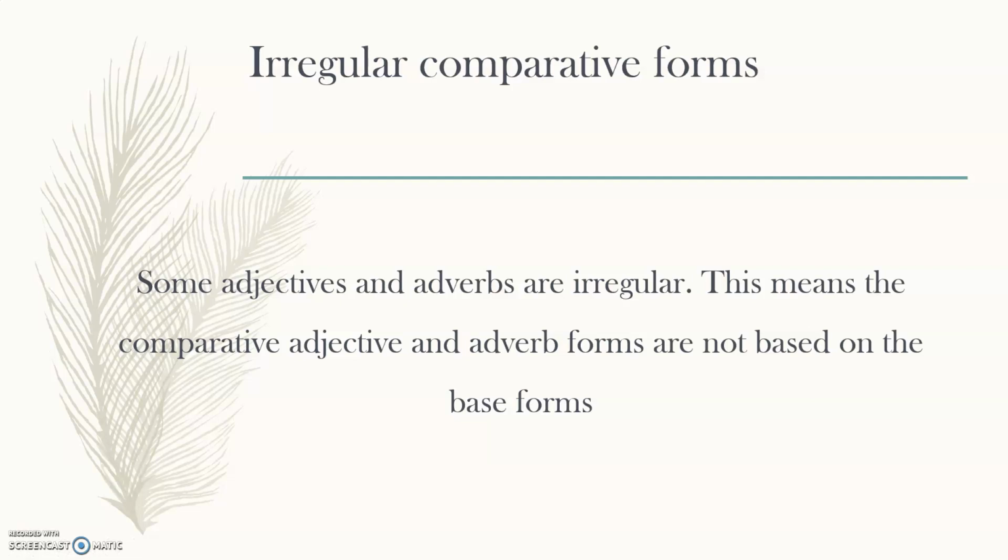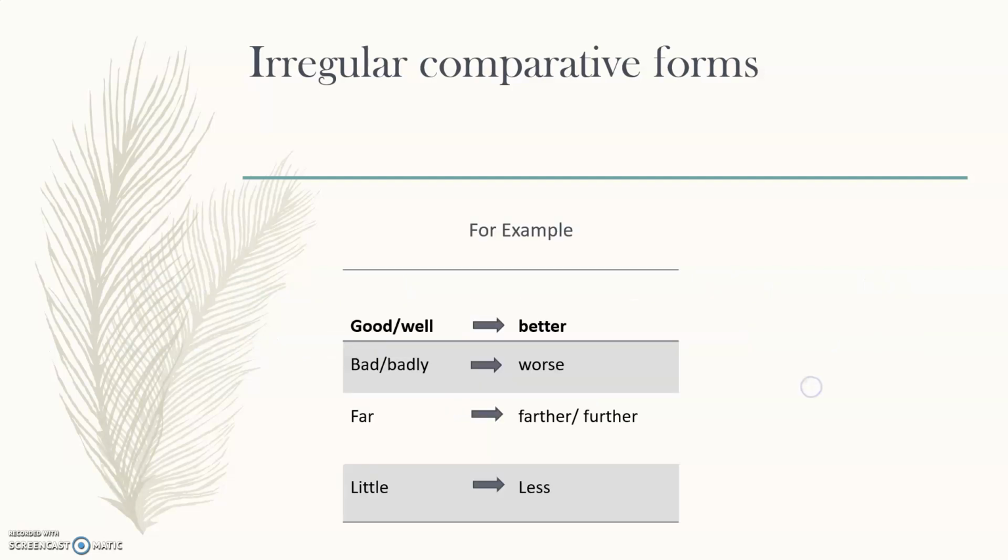So some adjectives and adverbs are irregular. This means the comparative adjective and adverb forms are not based on the base form. So, for example, words like good and well, the comparative form would be better. Bad and badly, we would use worse instead. Far, farther or further. Little, less.